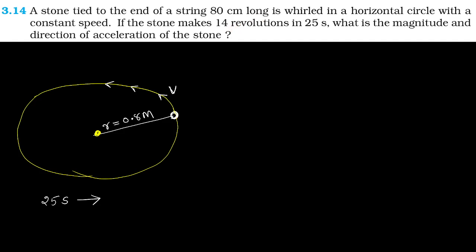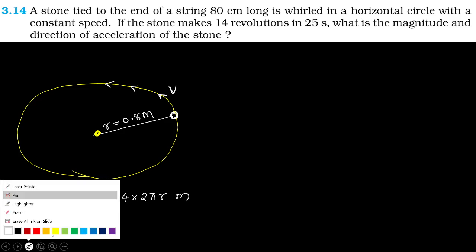14 revolutions is equivalent to 14 into 2 pi r meters. One revolution is 2 pi r meters of travel, so 14 revolutions is 14 into 2 pi r meters traveled in 25 seconds. Is that okay? Aaron, Rakshana, Suraj, Deva, Aryan, have you understood? Please respond. All of you clear? Devasri, I hope you have understood.